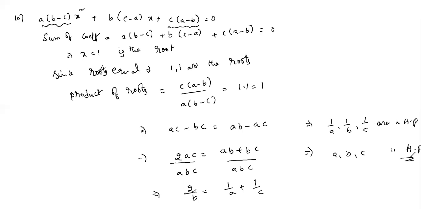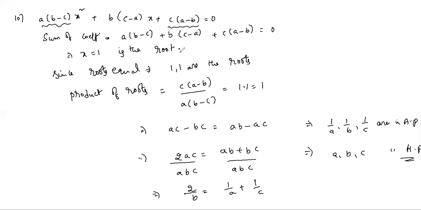You understand? Yes. How do you get 1 and 1 as the roots? The sum of the coefficients is 0, then 1 is a root. Put x equal to 1: a into b minus c plus b into c minus a plus c into a minus b. By simplification, you will get 0. So 1 is a root, okay?